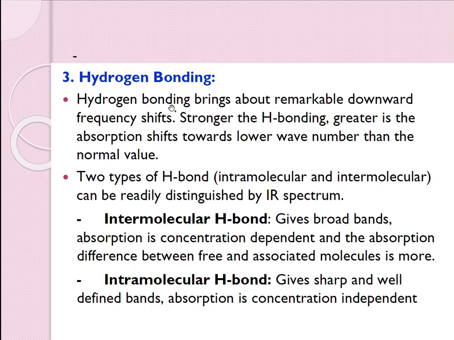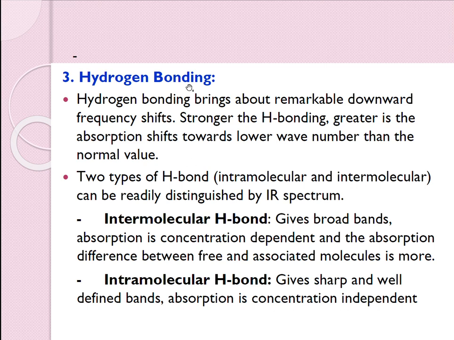Then hydrogen bonding. Hydrogen bonding brings about a remarkable downward frequency shift. The stronger the hydrogen bond, the greater is the absorption shift toward the low wave number from the normal value. Two types of hydrogen bond, intermolecular and intramolecular, can be readily distinguished by IR spectrum. First of all, intermolecular hydrogen bond gives a broad band, absorption is concentration dependent, and the absorption difference between the free and associated molecule is more. Intramolecular hydrogen bond gives a sharp, well defined band, and absorption is not concentration dependent.